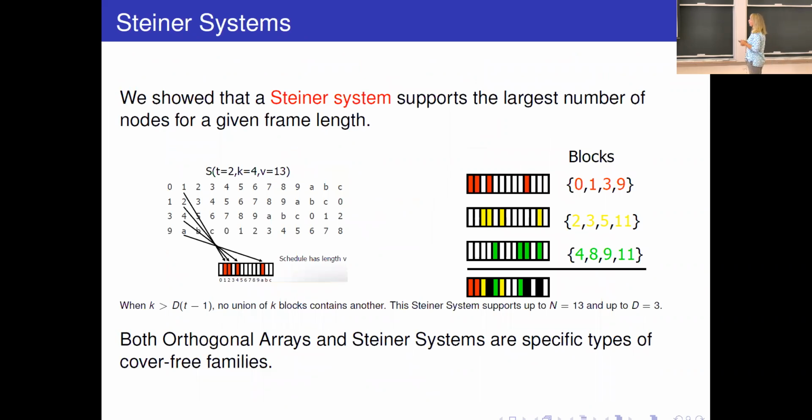We also were shown that if we use the Steiner system, it supports the largest number of nodes for a given frame length. So here's a little S(2,4,13). This one supports 13 nodes and also D equal to three neighbors, or up to three neighbors. And so orthogonal arrays and Steiner systems are just specific types of cover-free families.